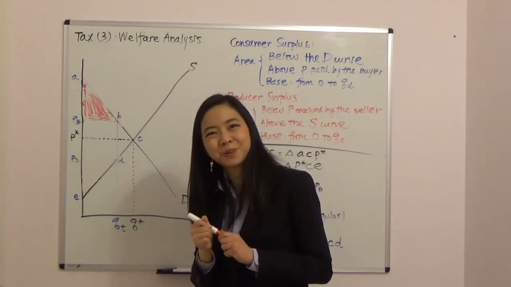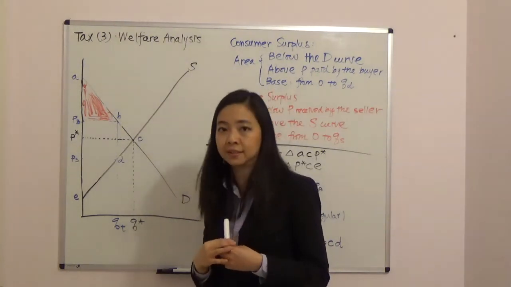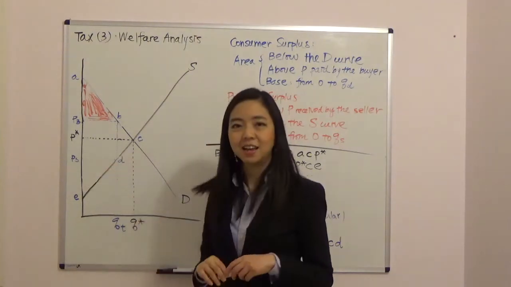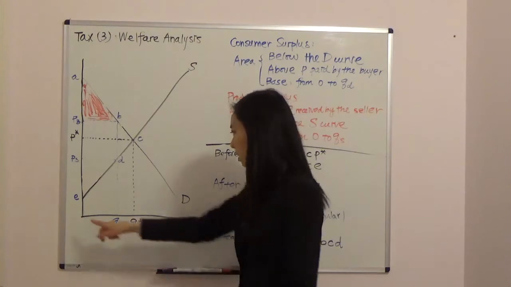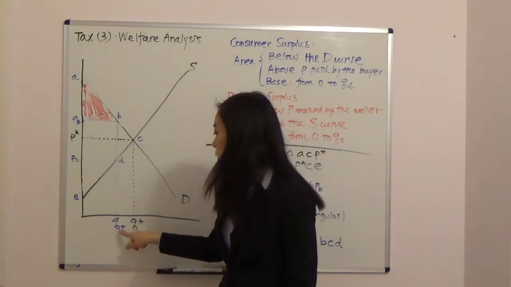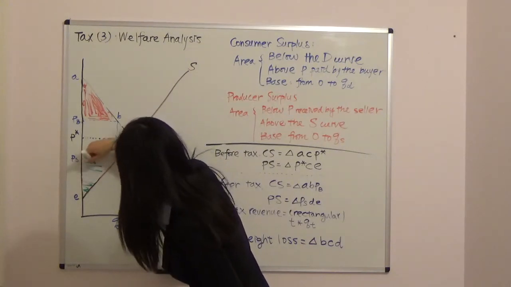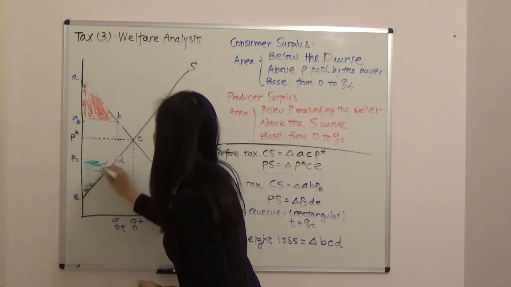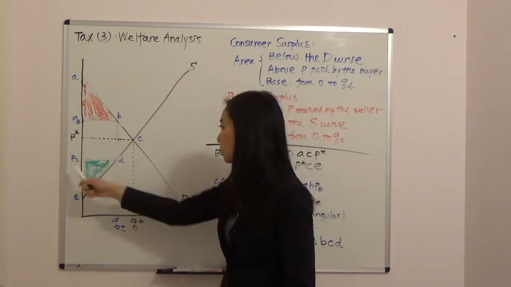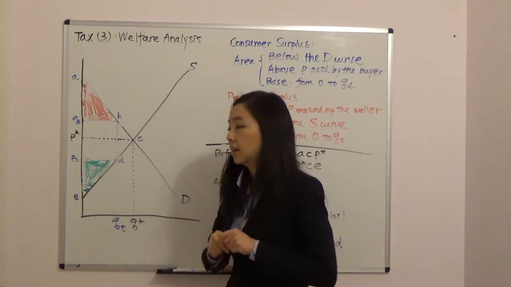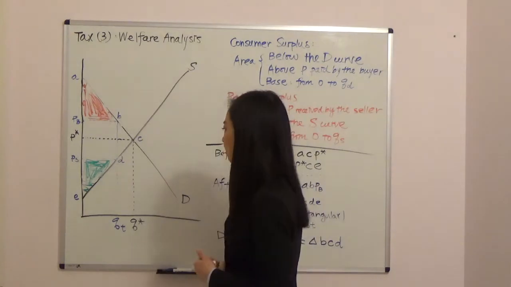What about your producer surplus? Your producer surplus is the area below the price received by the seller. So below PS, above the supply curve, and the base of the triangle is from 0 to equilibrium quantity, which is QT. So you're looking at this green triangle area. So your producer surplus is equal to triangle PSDE. And notice that your producer surplus is also smaller than before.